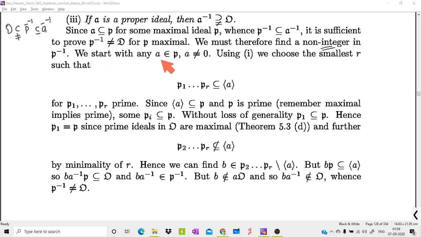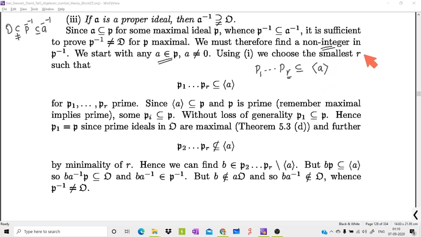So we start with any A. We start with A belonging to P, a non-zero element of this P. Now choose. We already proved that if we consider the ideal A, then we can get P1 etc. PR, a number of prime ideals whose product is contained in A. We choose this R as the minimum. Okay, we collect all these ideals with this property.